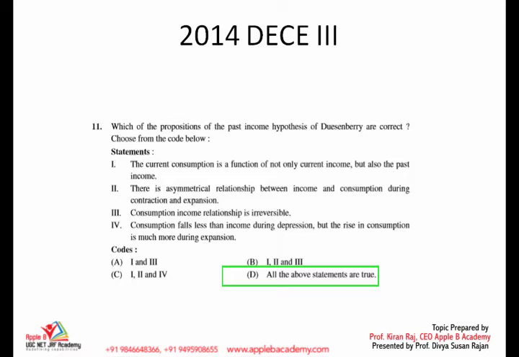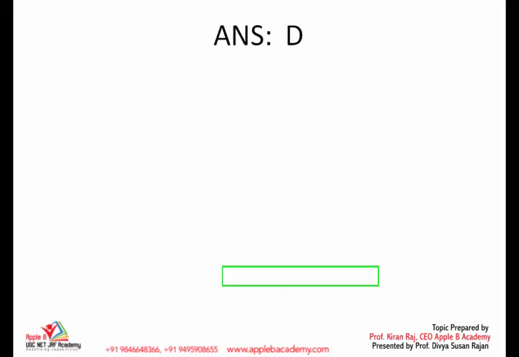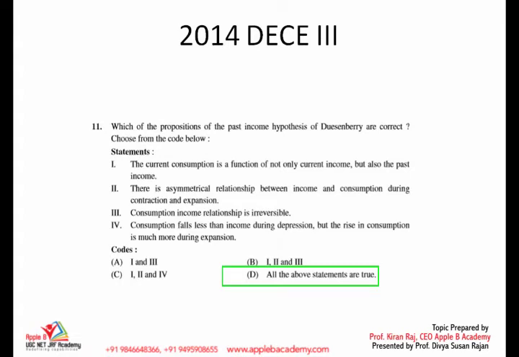So, the question is, which of the propositions of the past income hypothesis of Duesenberry is correct? So we know, 1, the current consumption is a function of not only the current income but also the past income. Now that is absolutely true. Also, the third point, that is the consumption income relationship is irreversible, is also true. So these are the 2 points which are completely justified in Duesenberry's relative income hypothesis. The correct answer to this is 1 and 3.